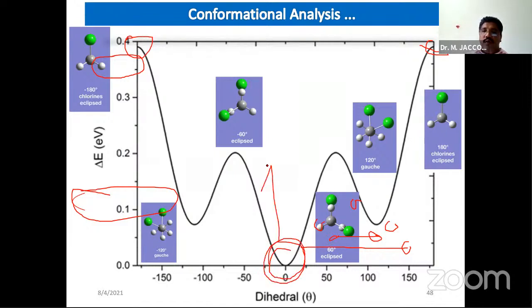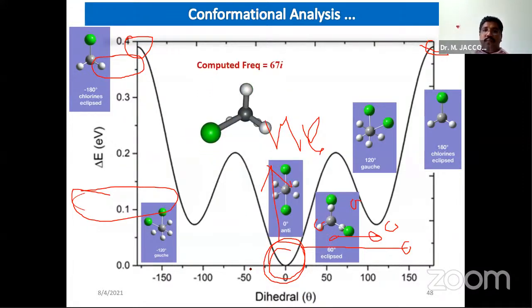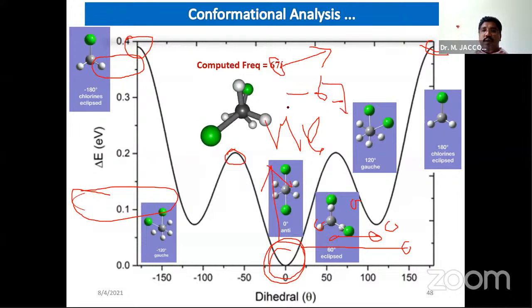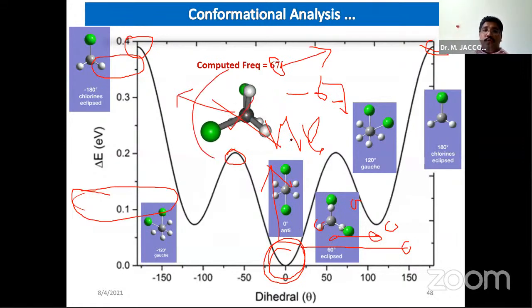This doesn't have a negative imaginary frequency. This is a minimum energy. You can see this is the saddle point. This is not the minimum. It has 67 i, which represents an imaginary frequency, that means minus 67. That means this is not the minimum molecule. You could not take this geometry for your property calculation. If you take this geometry, ultimately you will not get the right or correct experimental observation.